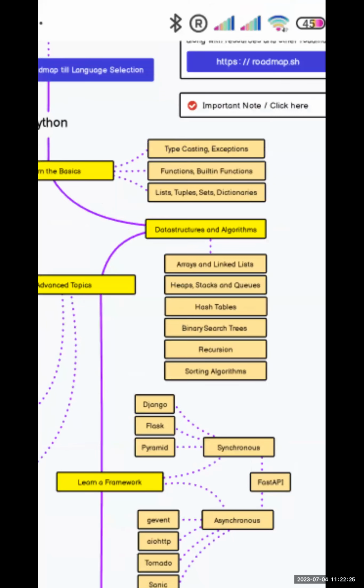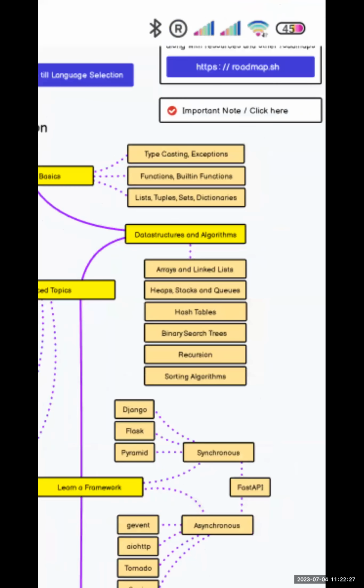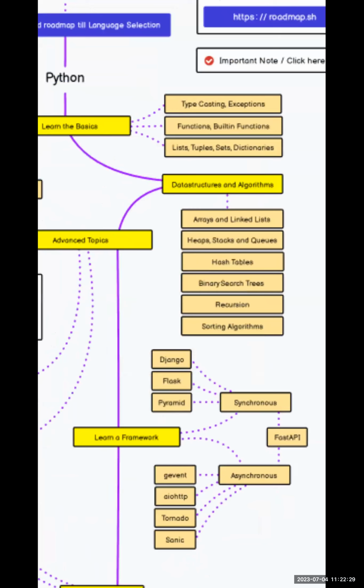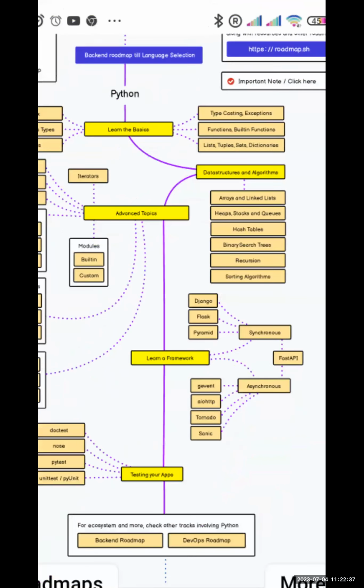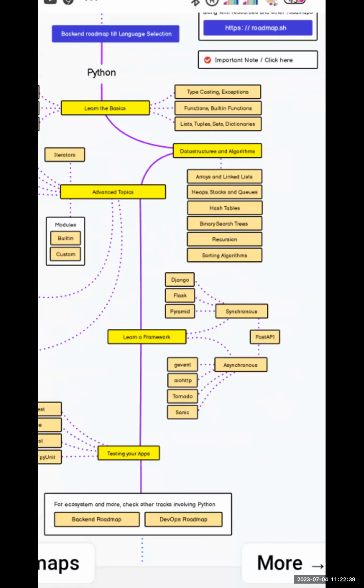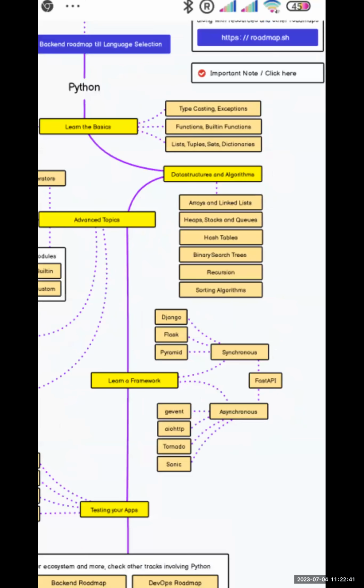What is there? List, tuples, sets, dictionaries. This we covered, right? What else do we have? Yes, those we have covered. The Django, Flask, Django class. Pyramid. See this, Pyramid, right? Pyramid, and yeah, this is the next level. You are going to have this.